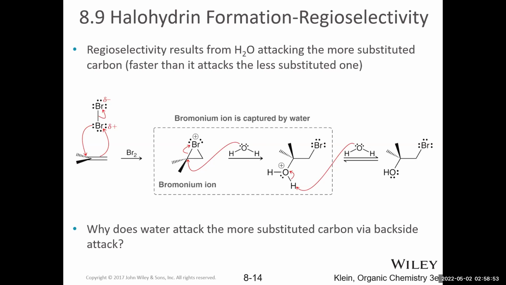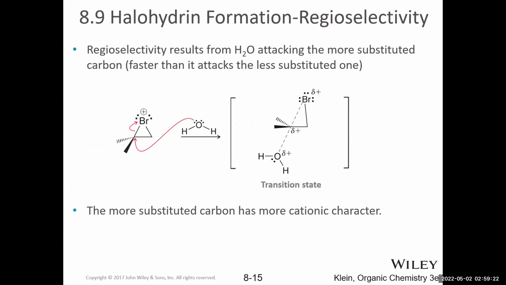This is a bit of a strange thing, and it will explain why it attacks the more substituted carbon on the next slide. But for now, after that SN2-like nucleophilic attack, which leaves us with the bromine and the eventual OH group on opposite sides, then another water molecule will deprotonate to give us the halohydrin. So why does it attack the more substituted side via an SN2-like backside attack process occurring through inversion of stereochemistry?